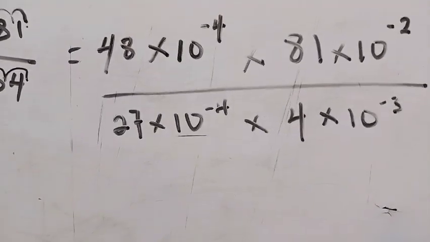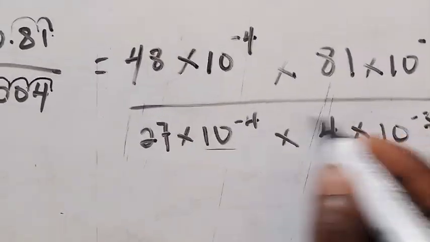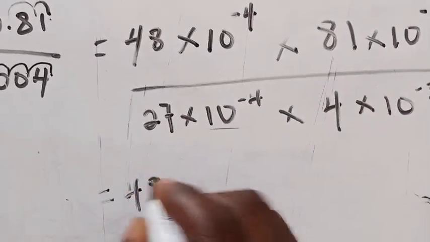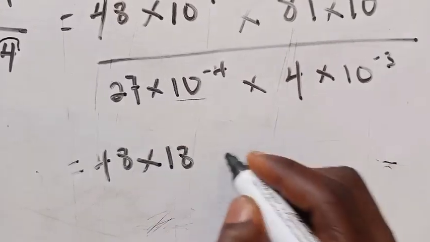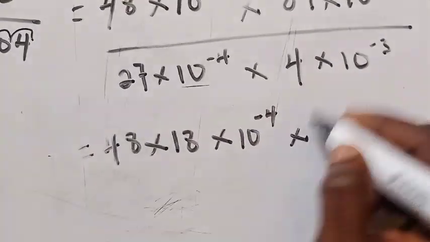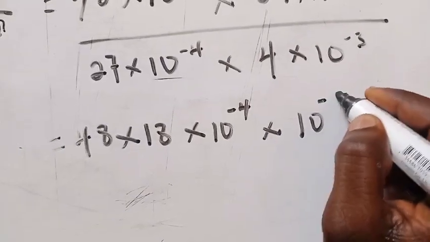Is that okay? Okay, so perfect. Now we can rearrange these people. So the 10 family should go to one side. You have 48 and then multiply by 8.1. Multiply by this 10 here, raised to the power negative 4. And then multiply by another 10 here, raised to the power negative 2.